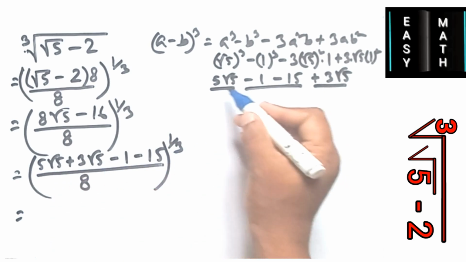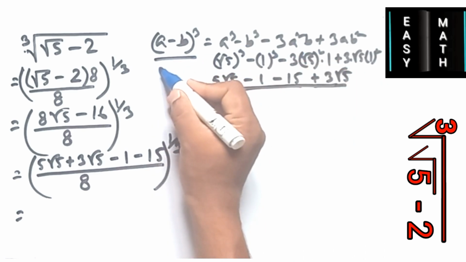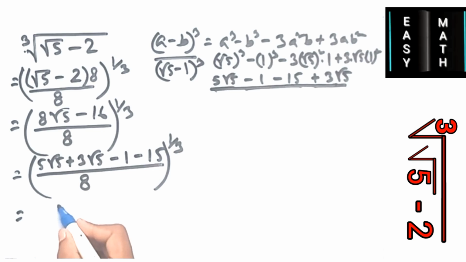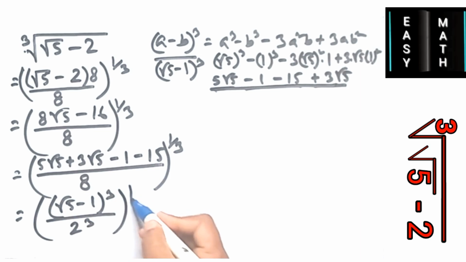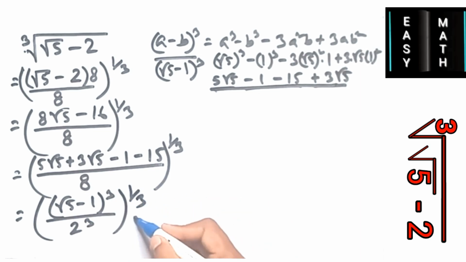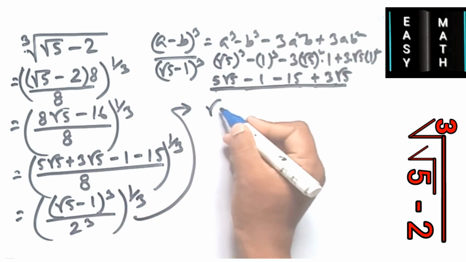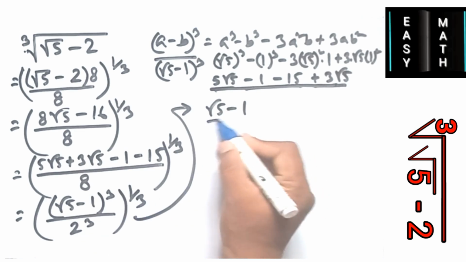And so we can write root 5 minus 1 cubed, so this we can write root 5 minus 1, this is the cube, and 2 is 2 cube, and there 1 by 3 power. So from here they cancel, so root 5 minus 1, and there is the cancellation, so divided by 2.